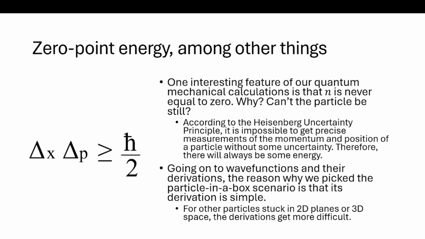Now, after those quick notes, here's something I want to tell you guys. When I talked about the particle in a box scenario and the wave functions, the reason why we picked that 1D scenario is because derivation was simple. It was simple for us to look at the boundary conditions of those wave functions, and it's simple for us to just look at 1D space. But for other particles in 2D or even 3D space, derivation gets a bit more difficult.